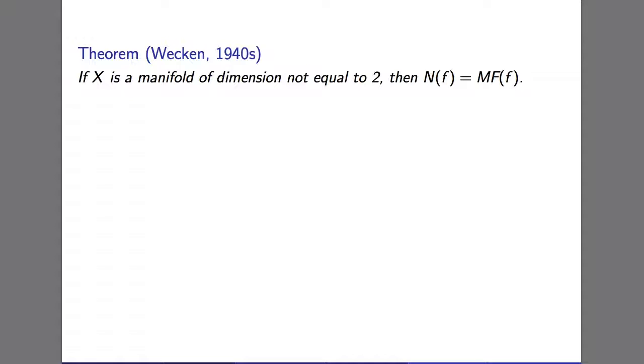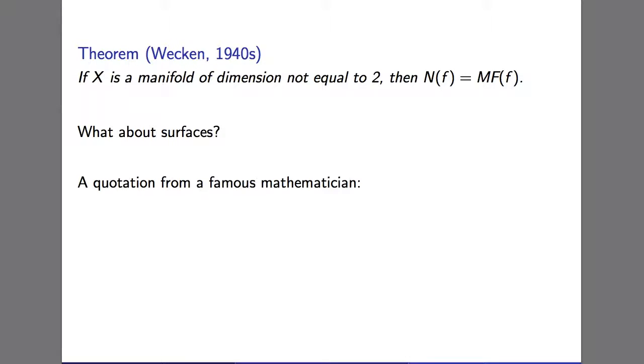This is something that was mentioned a couple times yesterday, the famous theorem by Beckon. If X is a manifold of dimension not equal to 2, then the Nielsen number is equal to the minimum number of fixed points. This is kind of the whole point of the Nielsen number. What about surfaces, when the dimension is 2?